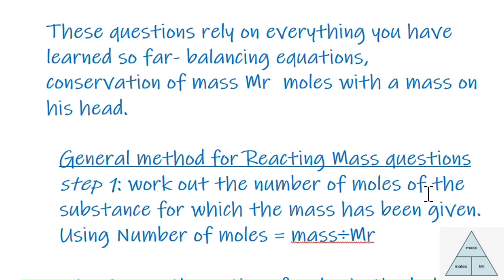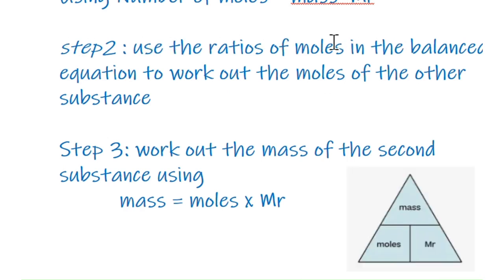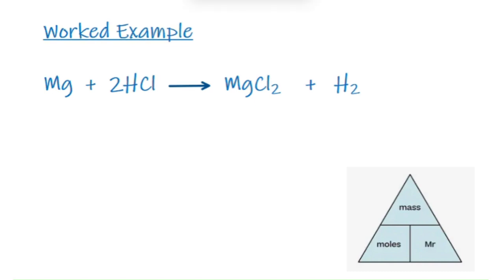The general method for reacting mass questions is step 1. Work out the number of moles of the substance for which the mass has been given, using number of moles equals mass divided by Mr. Step 2. Use the ratios of moles in the balanced equation to work out the moles of the other unknown substance. Step 3. Work out the mass of the second substance using the Mr. Moles triangle with mass equals moles times Mr.